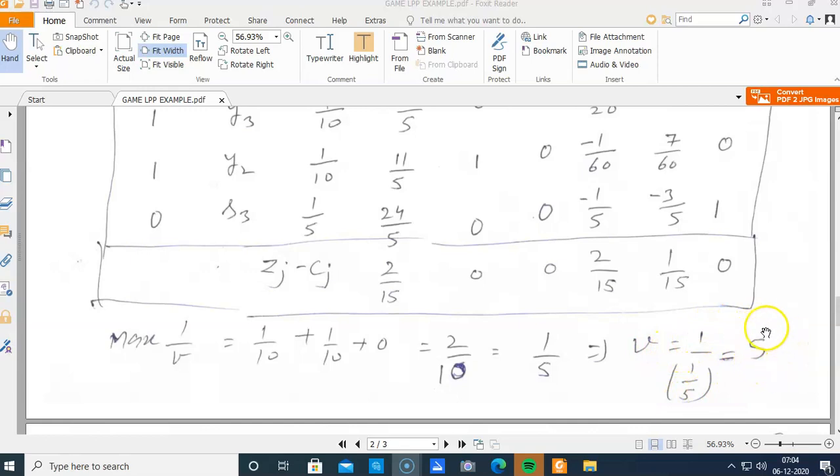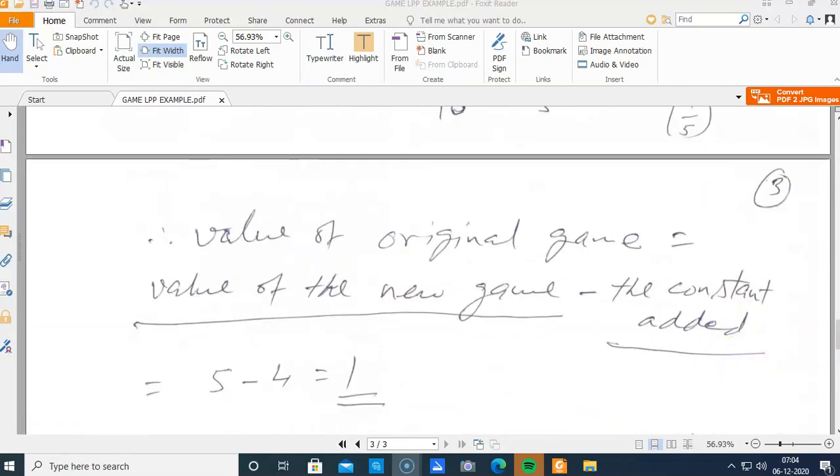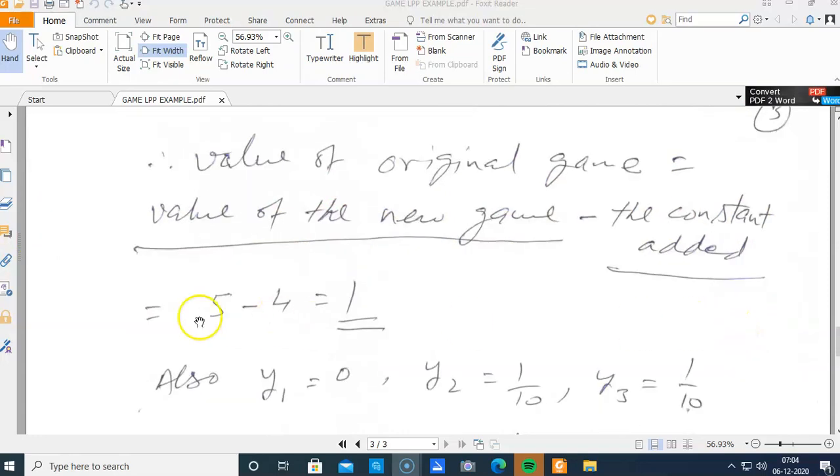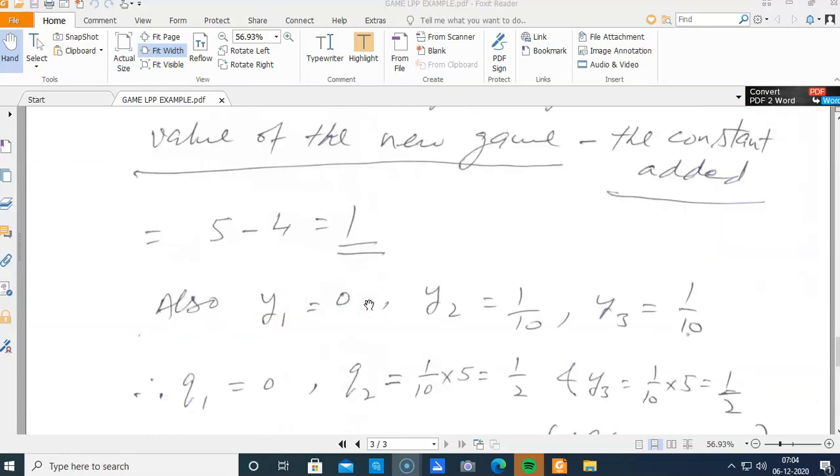So this is the value of the new game that we have made by adding a constant to the previous payoff matrix. Now coming to the value of the original game, as told earlier, it is the value of the new game minus the constant added, that is 5 minus 4 equal to 1. This is the value of the original game.